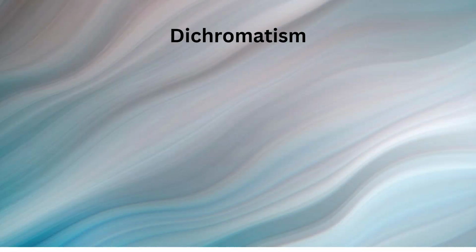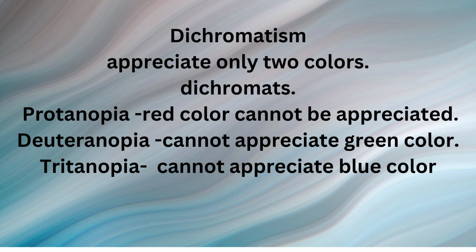Dichromatism. The people can see only two colors. So two types of cone will be present. The person affected by the dichromatism is called a dichromat. Protanopia means the persons cannot see the red color, cannot appreciate the red color. Deuteranopia means they cannot appreciate the green color. Tritanopia means they cannot appreciate the blue color. So this is the dichromatism. This is the second type of the color blindness.